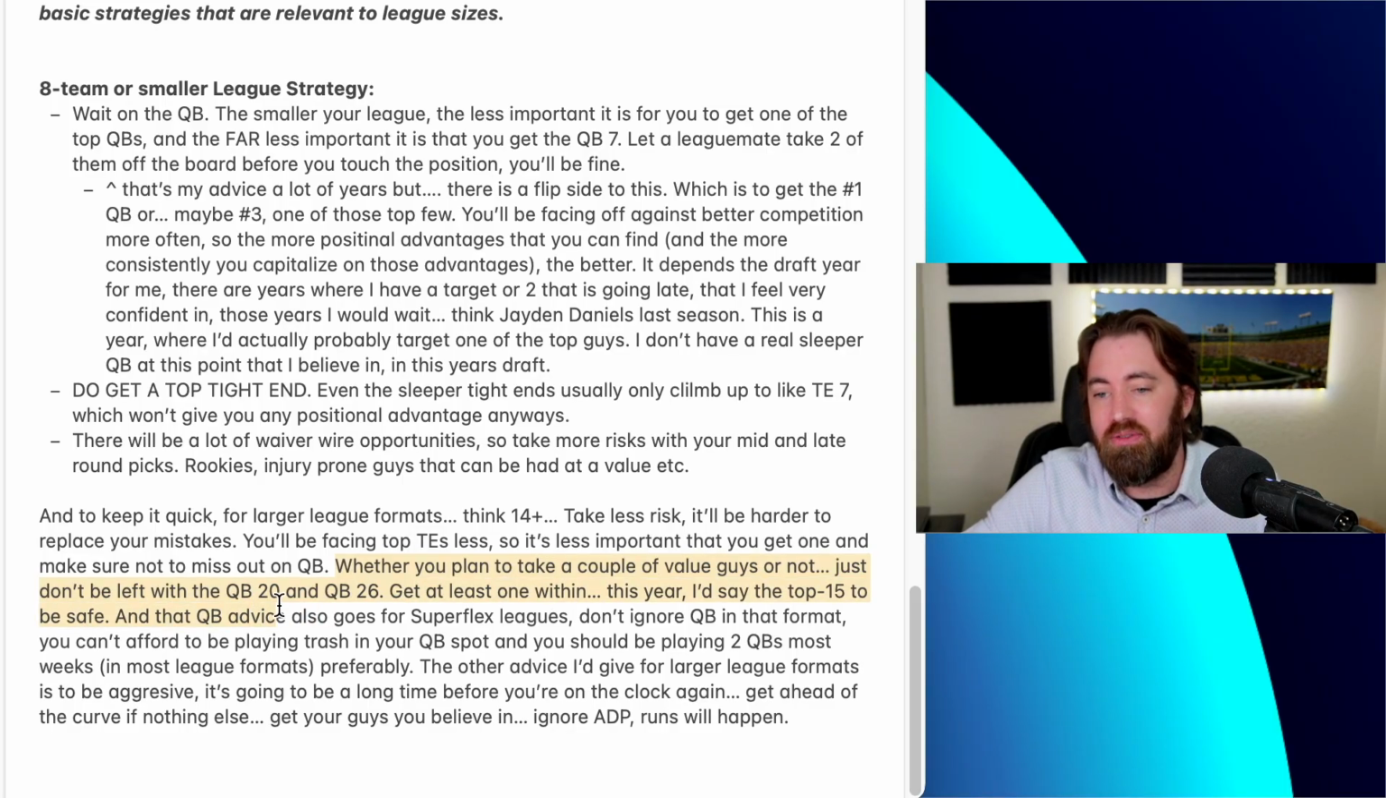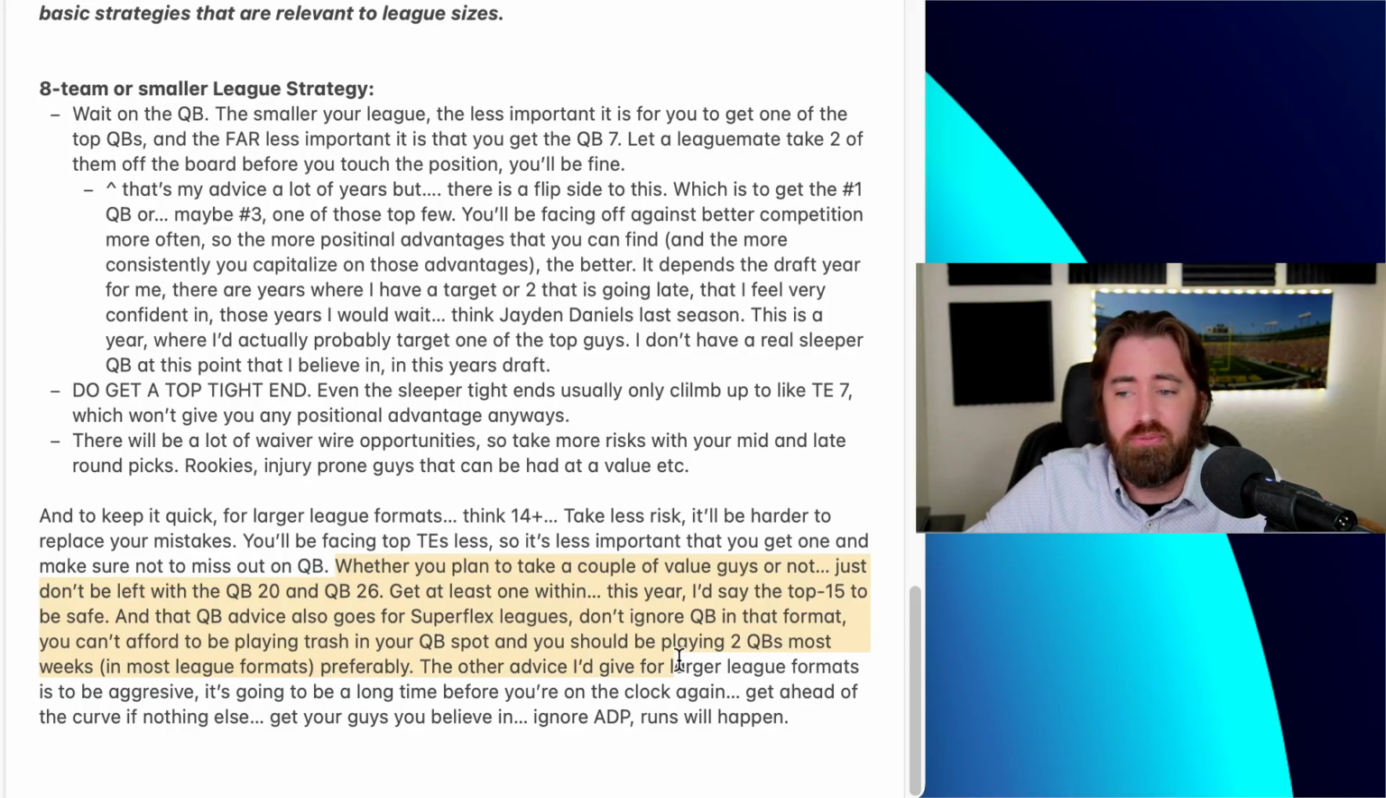And that quarterback advice also goes for superflex types of league formats. Don't ignore the quarterback in that format. Please don't. You can't afford to be playing trash in your quarterback spot, and you should be playing 2 quarterbacks most weeks in most superflex league formats, preferably.